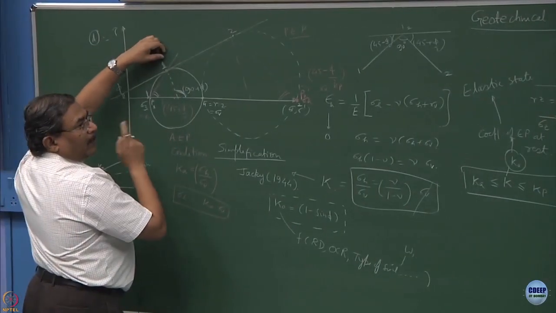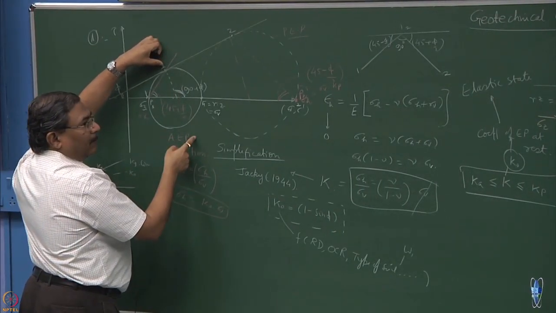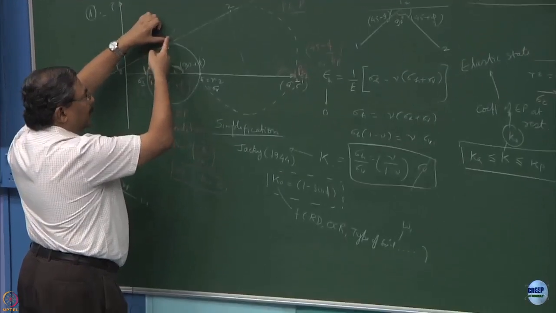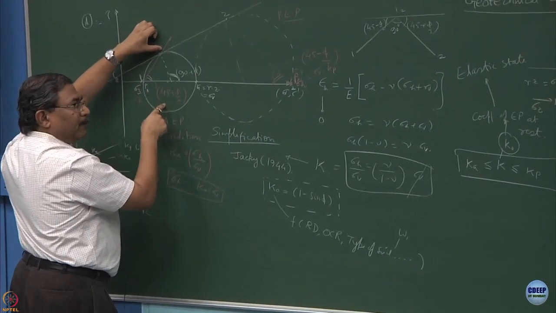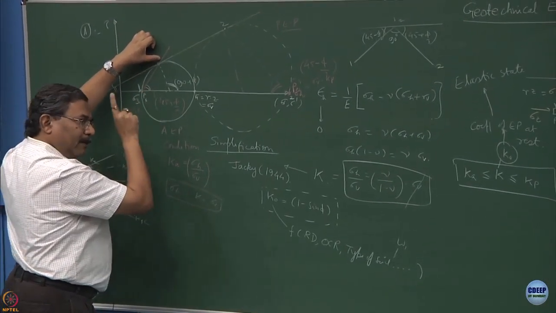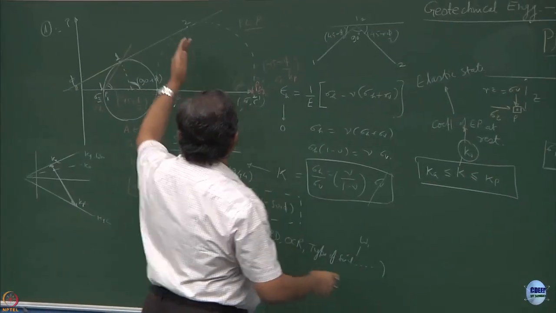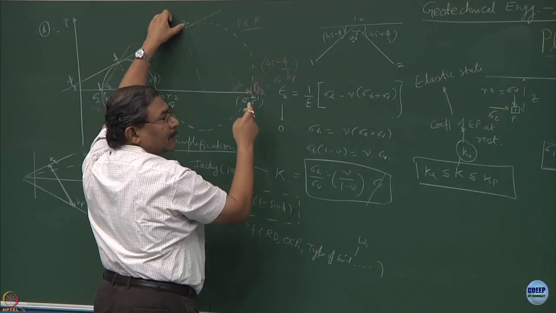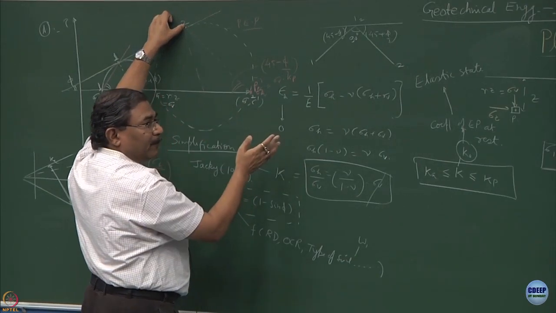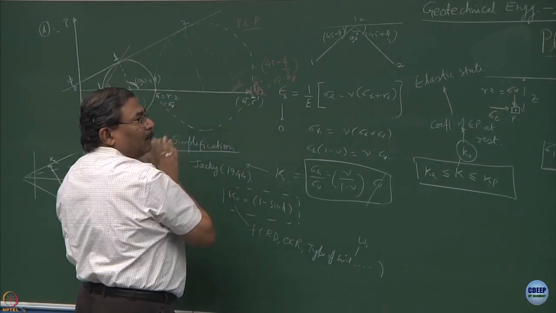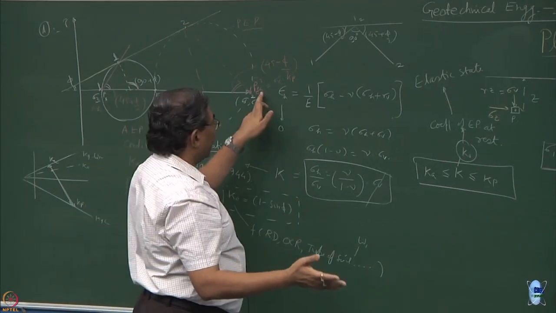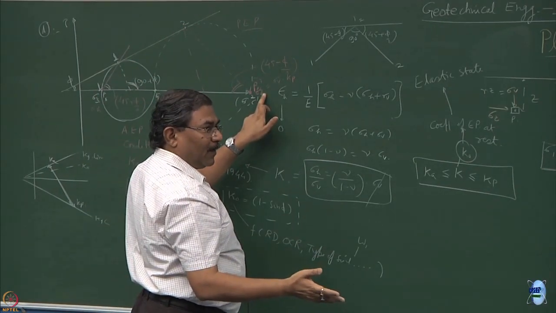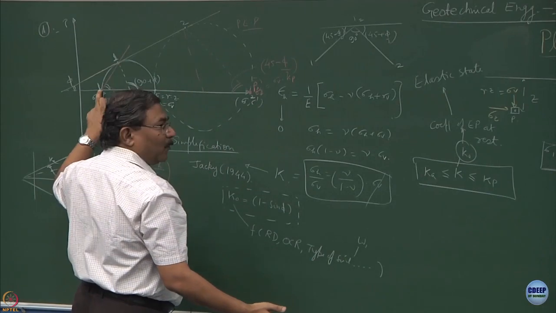The failure under active condition is going to occur when the slip surfaces are inclined at an angle of 45 plus phi by 2 with respect to horizontal, clear. And the failure under passive earth pressure condition is going to occur when the slip surface is inclined at an angle of 45 minus phi by 2 with respect to horizontal. And what is horizontal? The sigma h plane here, clear. Here this was sigma v which was cutting over here.